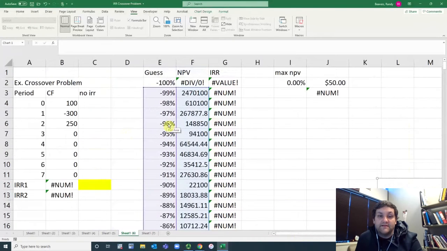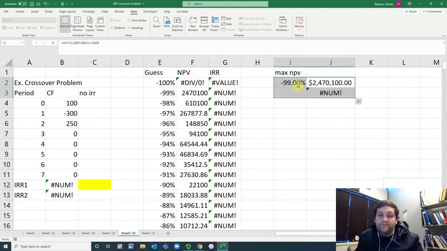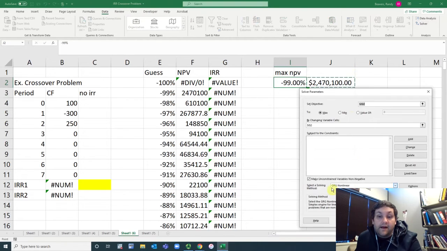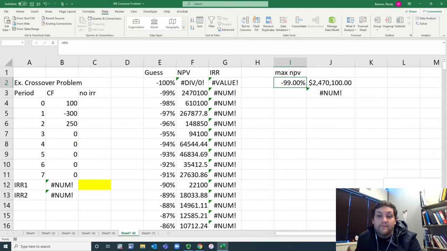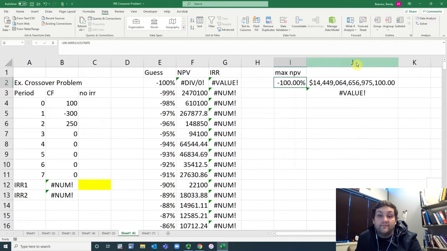And that's interesting because it maximizes there. That's probably a local maximum. But if I change that to, say, negative 99%, you get a bigger answer there. So that's an interesting result, probably because my Solver settings may not have included negative numbers. Yeah, if I did this, there we go.